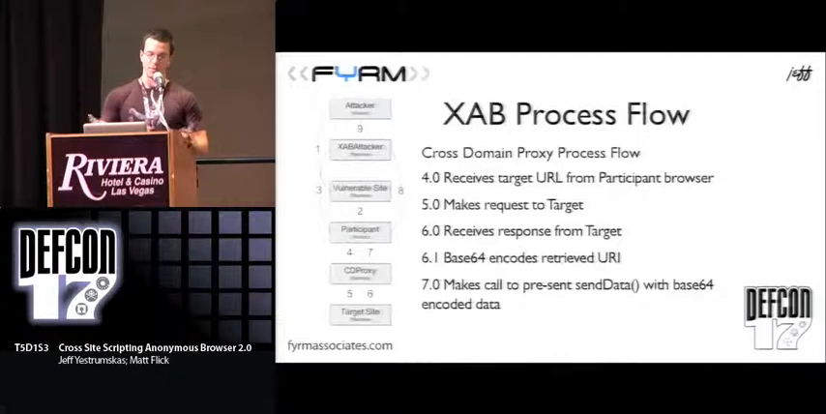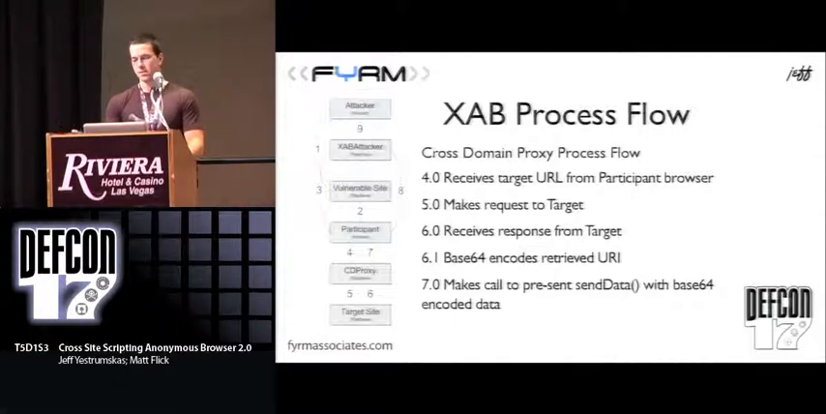So step four is really simple. They make the request to the cross-domain proxy. The cross-domain proxy makes the request to the target site that the attacker, all the way at the top of the chain, wants to browse. And then it goes all the way back to the cross-domain proxy to the participant, who's going to make image requests with that data in it. Because remember, we could change image requests, and we can append whatever we want to those image requests. And it's to make those calls to the XAB attacker Perl script or CGI.